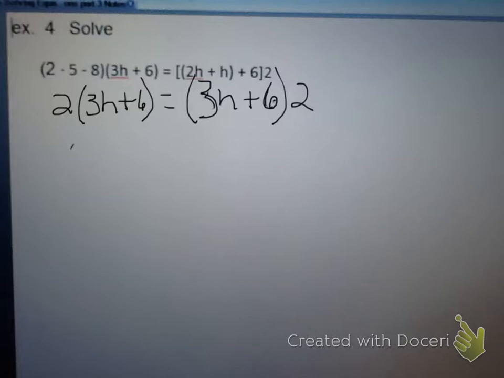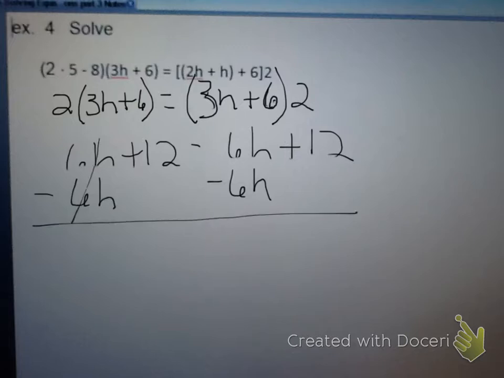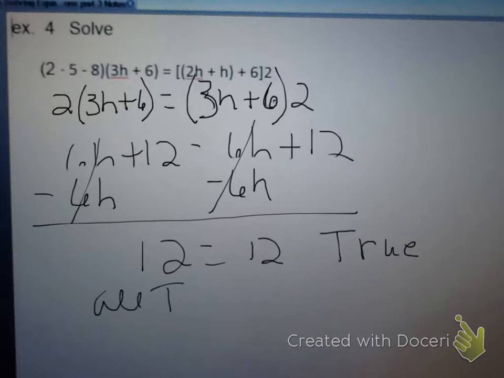I've got to do the distributive property and get 6h plus 12 is equal to 6h plus 12. Now I can stop right there. The left side is identical to the right side. So anytime the left side is equal to the right side, it is going to be all real numbers. Or if you want, you can subtract the 6h, and then you get 12 is equal to 12, which is a true statement.